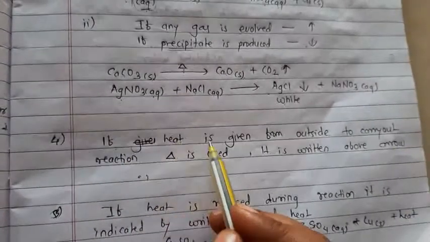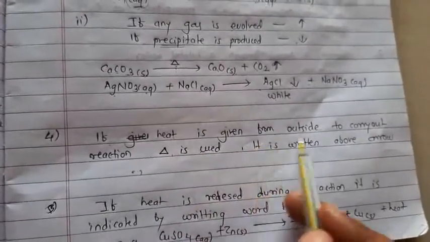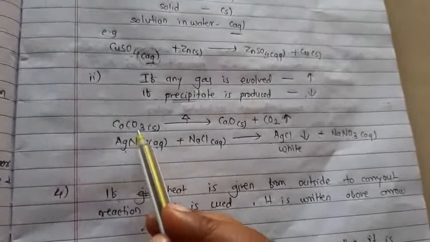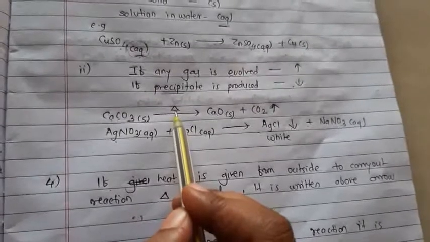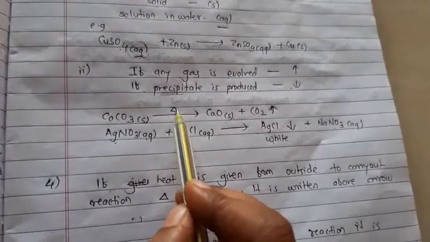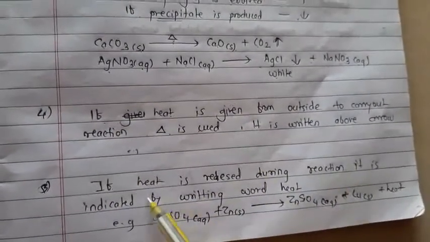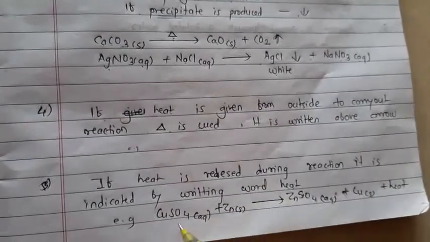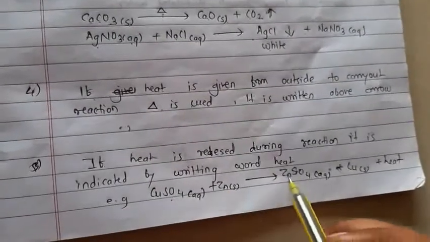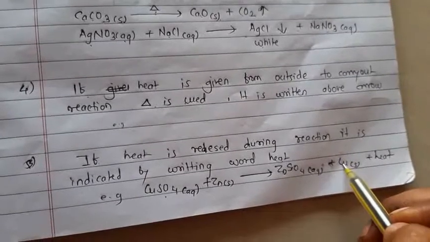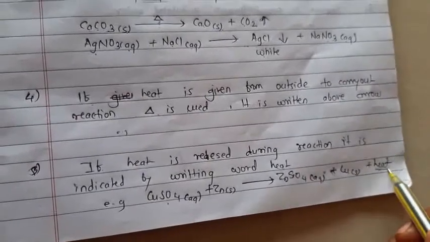If heat is given from outside to carry out the reaction, triangle symbol is used and it is written above the arrow. This same reaction you can consider. To carry out this reaction, heat is needed, and that is indicated by triangle symbol over the arrow. Next is, if heat is released during reaction, it is indicated by writing word heat. For example, CuSO4 and zinc. When they are reacting, they are forming ZnSO4 and copper, but in this reaction heat is given out, and that is indicated with plus sign and word heat.